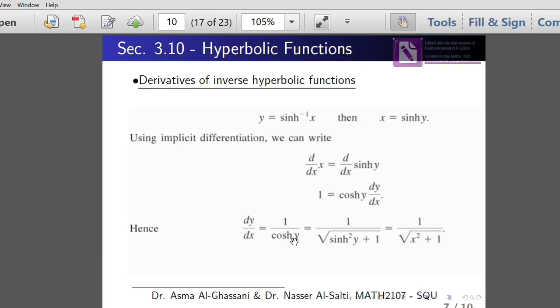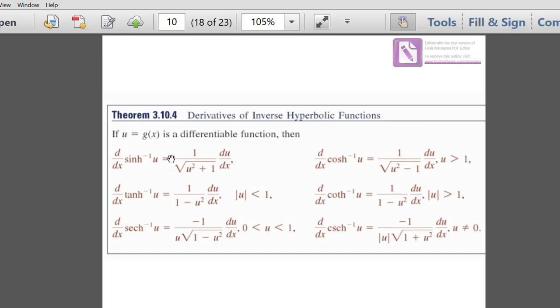We use the identity of the hyperbolic functions, which is hyperbolic cosine squared minus hyperbolic sine squared is equal to 1. So we rewrite the hyperbolic cosine of y as the square root of hyperbolic sine squared y plus 1. Now we replace hyperbolic sine y by x, so we get 1 over the root of x squared plus 1. And here we have the derivative of the inverse hyperbolic function.